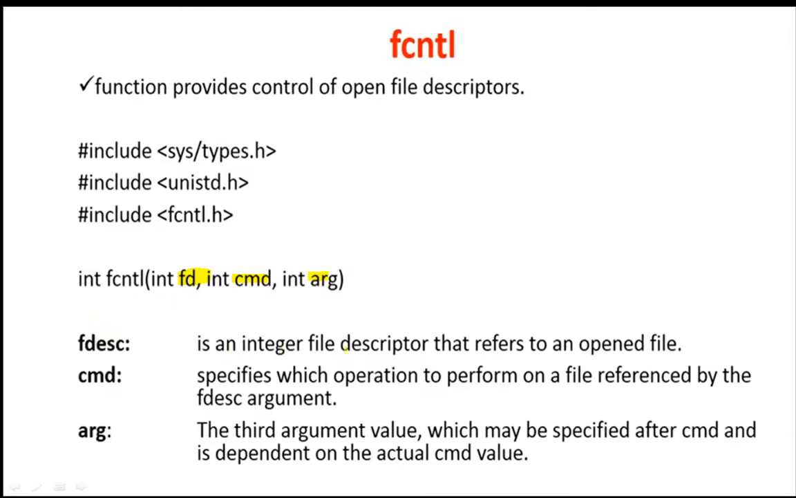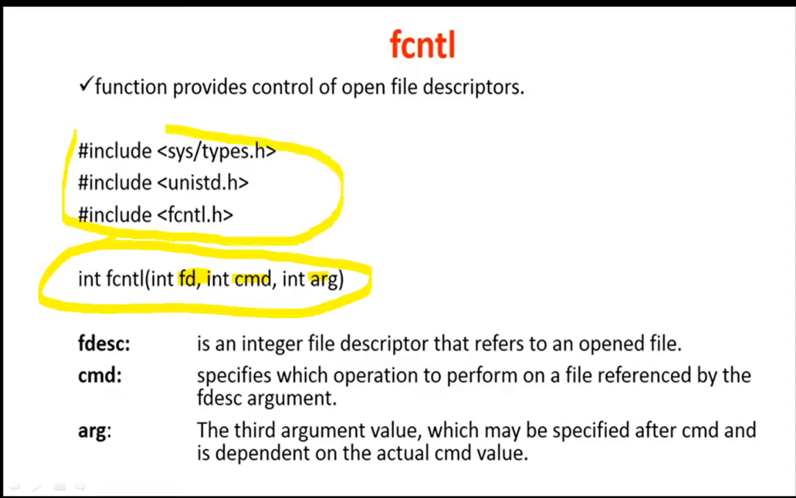Here fd is an integer file descriptor which refers to an open file. Command specifies which operation to perform on the file referenced by your file descriptor. Then arg is the third argument, a value which may be specified after the command and depends on the actual command value. For that command, whatever value you are specifying, you have to give it here. To make use of fcntl you have to include three header files: sys/types.h, unistd.h and fcntl.h.